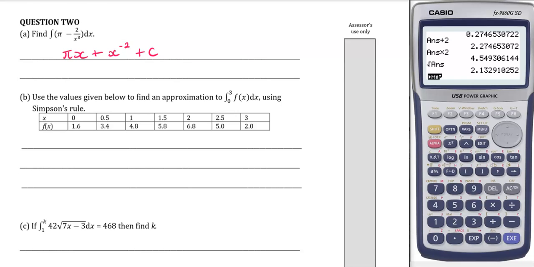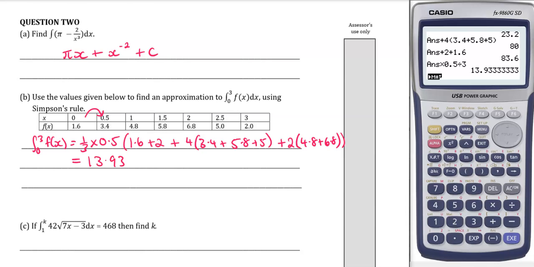Simpson's rule on part B. It's on the formula sheet. So we have a third times h, which is this gap here. So that's 0.5. We multiply that by the y things. So 1.6 plus 2 plus 4 times the odd ones in between. So 3.4, 5.8 and 5, and 2 times the even ones. That comes to 13.93. I would recommend doing that in stages and not trying to type the whole thing into your calculator at once.